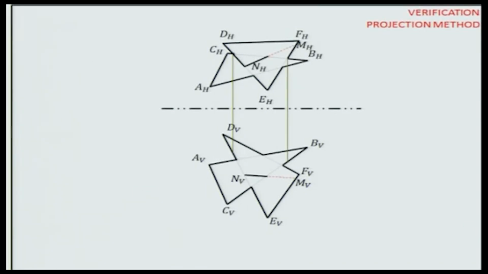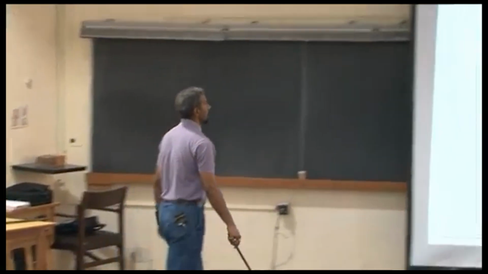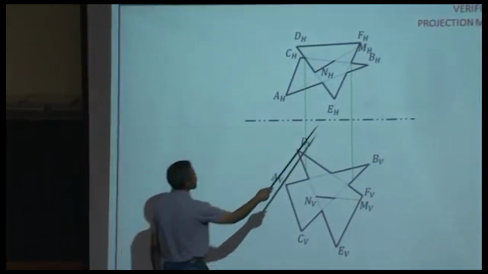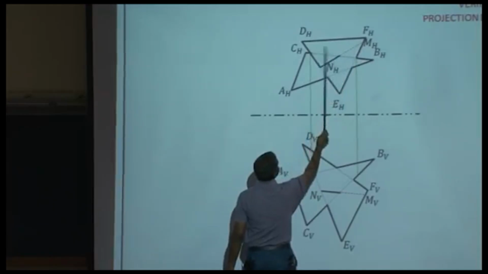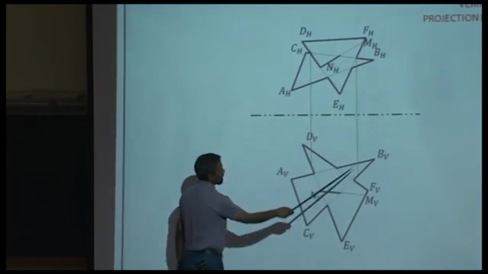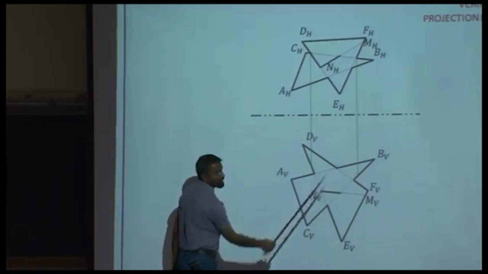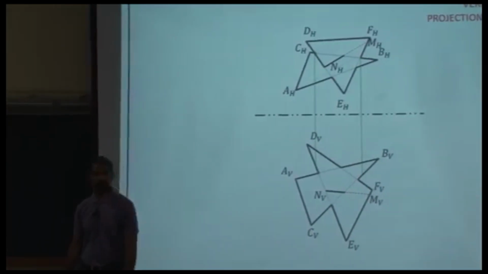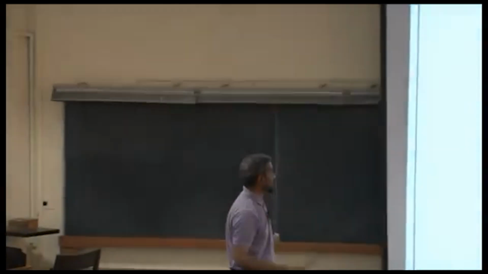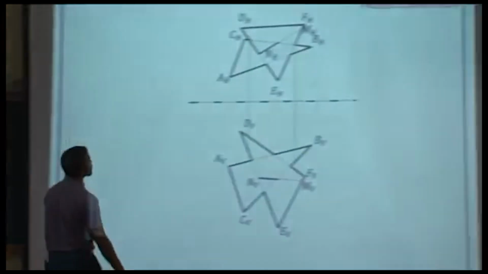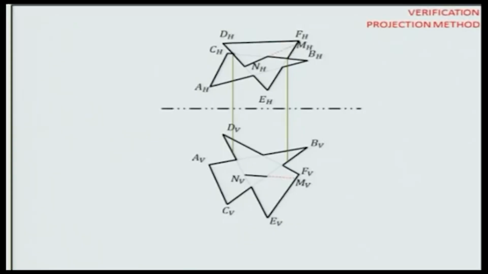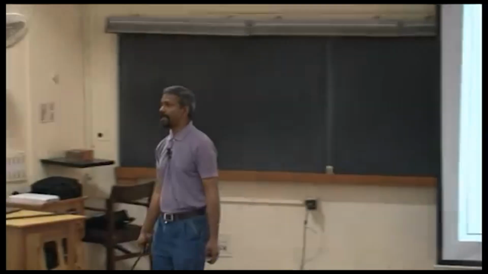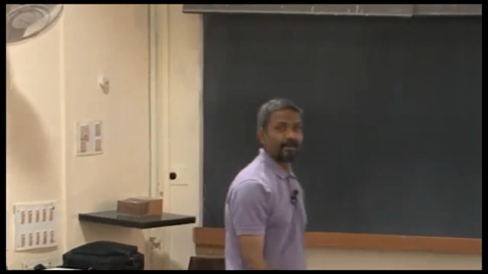How about this one? If I drop a vertical from this intersection point, so now that's intersection between EF and BC, which of the edges will be encountered first by this vertical? BC. So that means that BC is going to be visible here. So this portion is going to be visible here, and therefore it's going to be solid. With me? Okay.